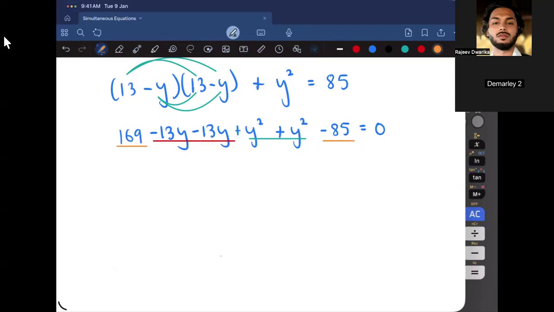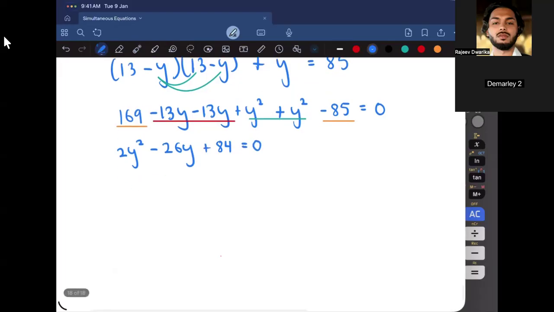So I want to put the y squared first. What is y squared plus y squared? 2y squared. Right? What is minus 13y minus 13y? Imagine you take $13 and you take $13 again. How much money do you take? 26. So that'll be minus 26y. And then lastly, we have 169 minus 85. What would that be? 84. Yeah.